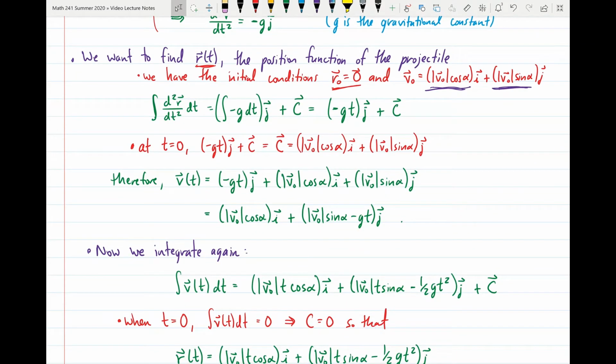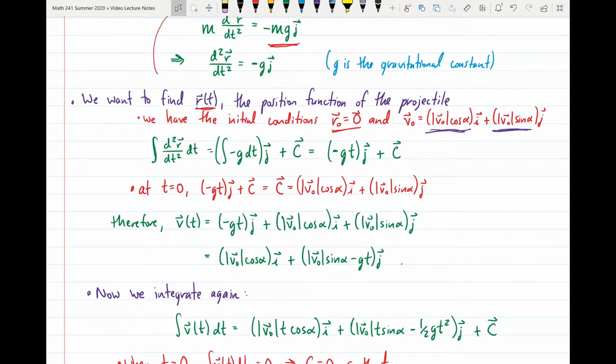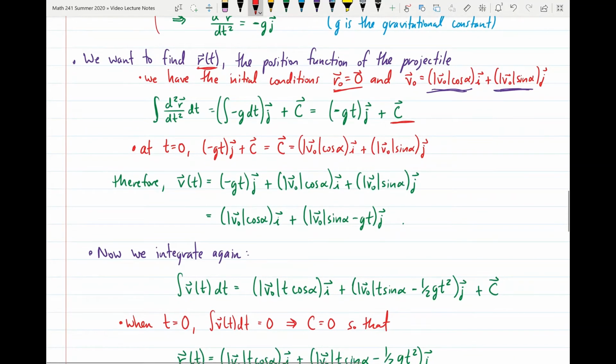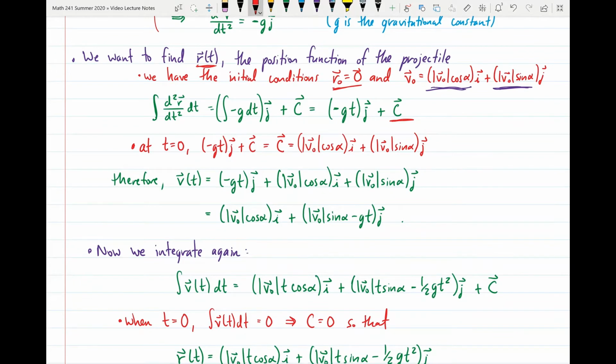So first off, we want to find the indefinite integral of the acceleration function, or the second derivative of r with respect to t. And we just said above that the acceleration function is equal to negative g in the j direction. So if we want to take the indefinite integral of the acceleration function, we take the indefinite integral of negative g dt, and that's going to be the j component of the indefinite integral. And then of course we have to add a constant vector at the end, and we'll solve for that constant vector using our initial condition given to us. So we find that the indefinite integral of the acceleration function is negative g times t in the j direction plus some constant c, some constant vector.